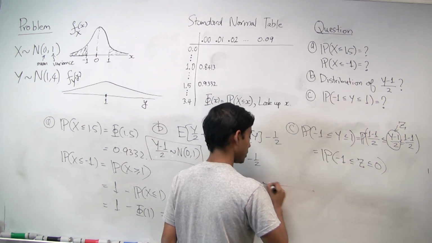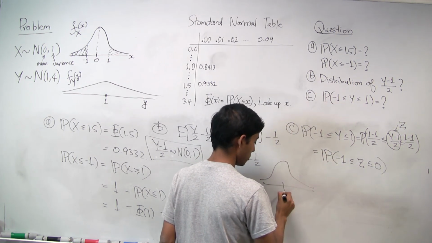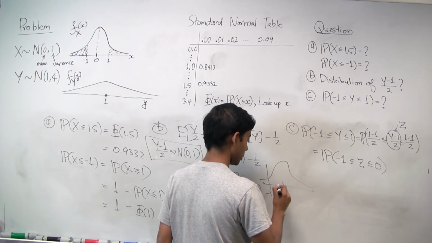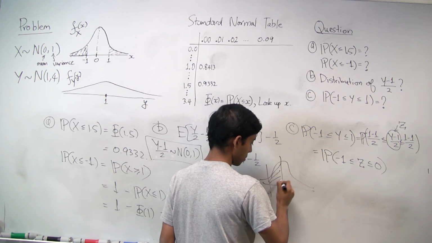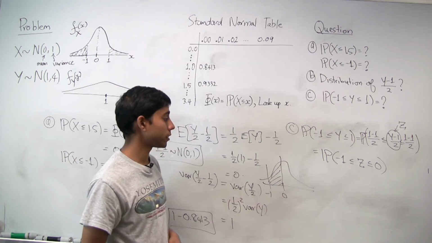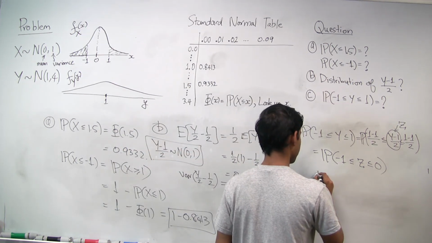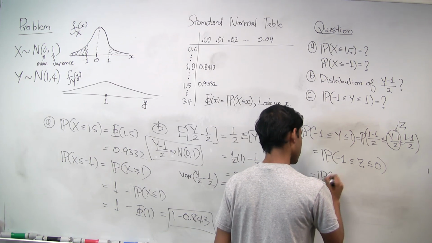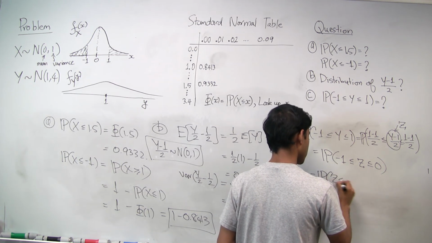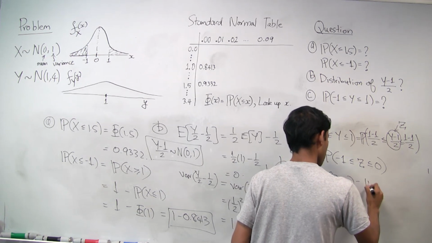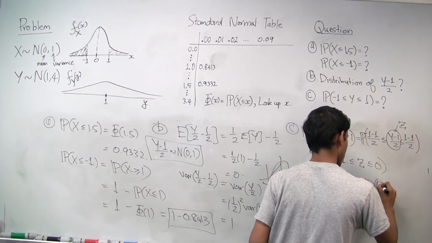So we're looking for this region, 0, 1, -1. Okay. So that's just the probability that z is less than 0 minus the probability that it's less than -1.